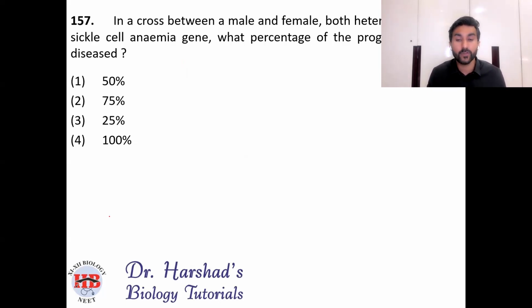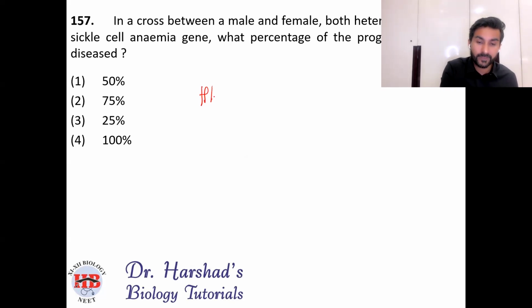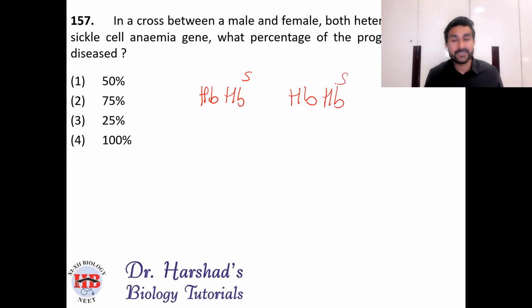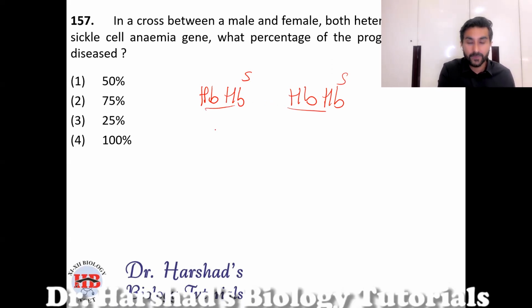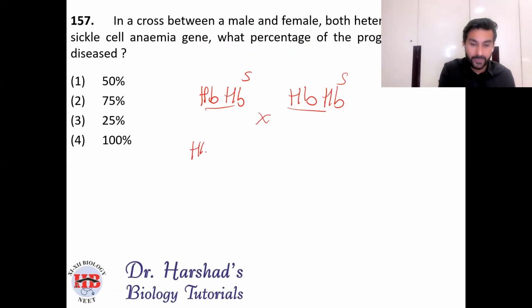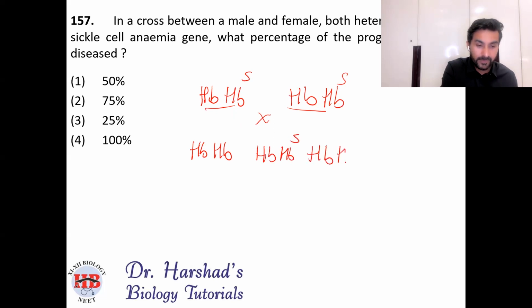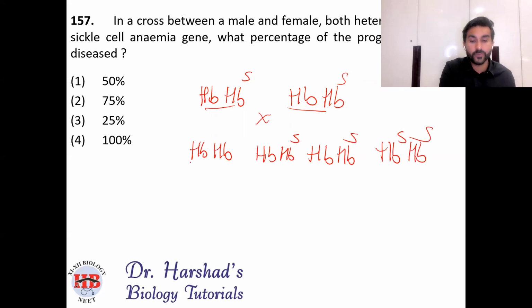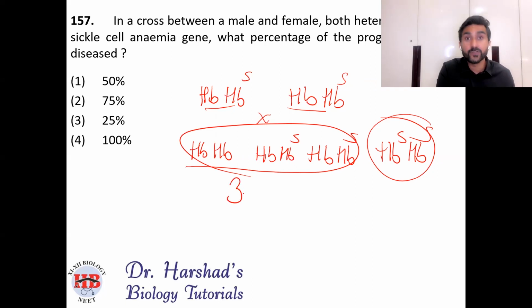In a cross between male and female, both heterozygous for sickle cell anemia, I can represent it by writing one normal gene and the other sickle cell gene. The other parent also has a normal gene and a sickle cell gene. This is an example of a cross whereby you will have HBS multiplied by HBS. So if you remember, you get HB HB, which is normal. Then you get HB HBS, which is heterozygous. They don't suffer from sickle cell anemia. Again it would be HB HBS. The other would be HBS HBS. If you remember, the ratio you get is 3:1, whereby 3 do not suffer and one of them suffers. The answer would be 25%.